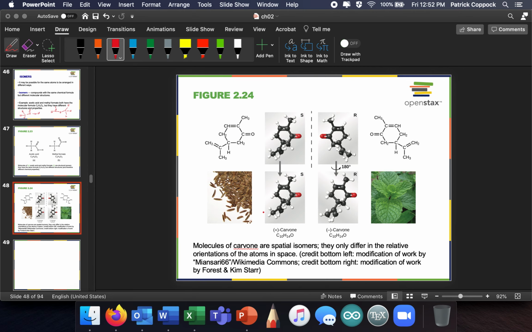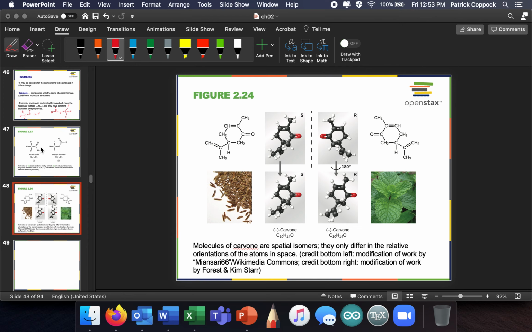All right. And so here's some more examples. Molecules such as carvone are spatial isomers. Here's carvone plus, carvone minus. Plus shows up in these kind of seeds, and carvone minus shows up in this plant here. And I don't think I want to say anything else about that.